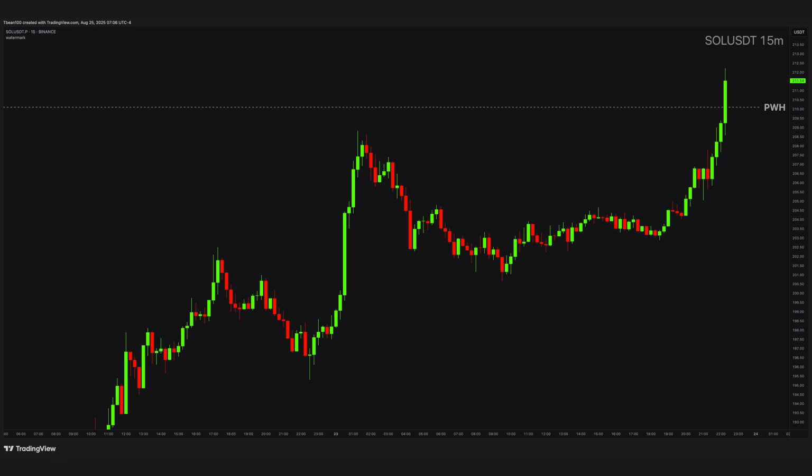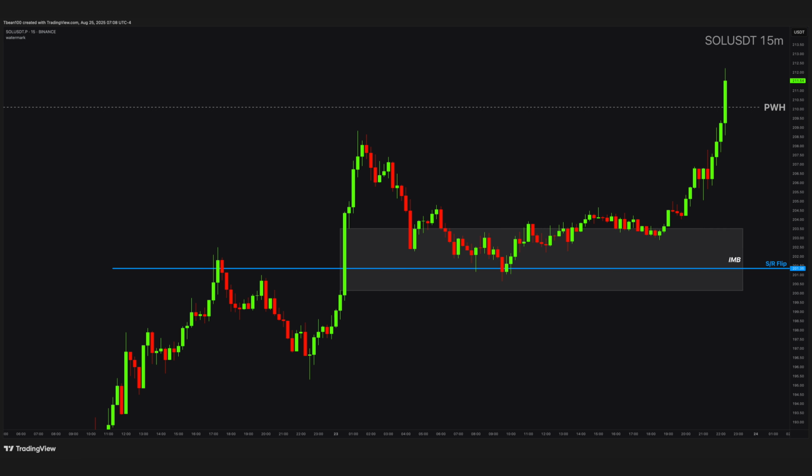Let's have a look at this interesting setup with the Solana chart and learn the basic concepts of price action. You can easily notice this large imbalance area which collides with the SR flip location in the middle of the chart. Above, we also have this extremely strong target, which is the previous week high. But something interesting happens here.